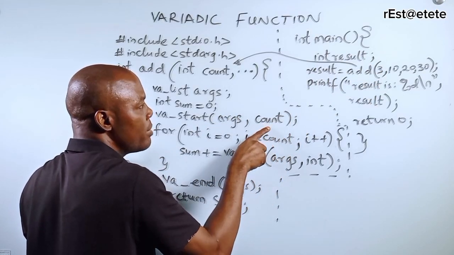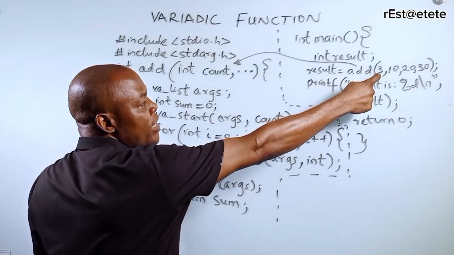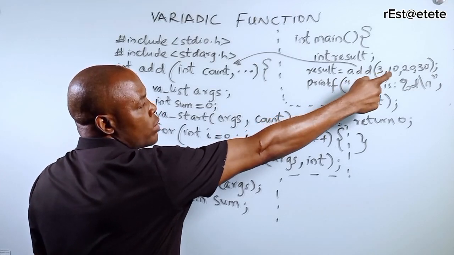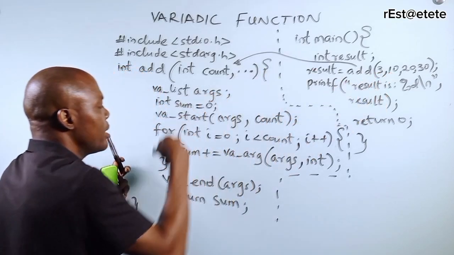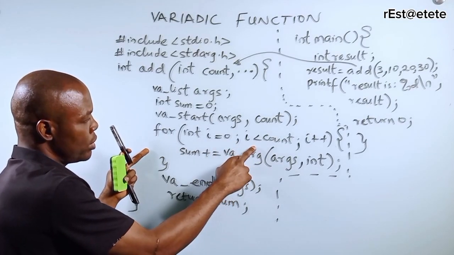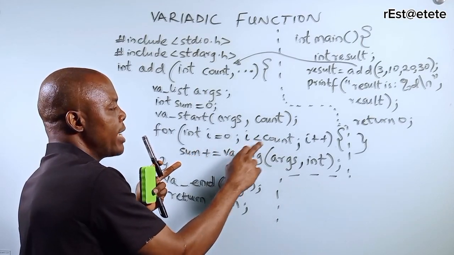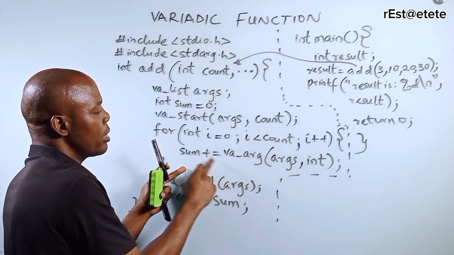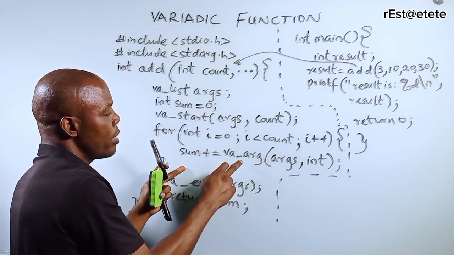Because this count is telling me start picking from after the known variable, which is 3. So I start picking from 10. So I pick it inside. Then I come to the cashier. So at that point, I'm using this loop. It will check i less than count. Then it will come in. Sum, which is 0.